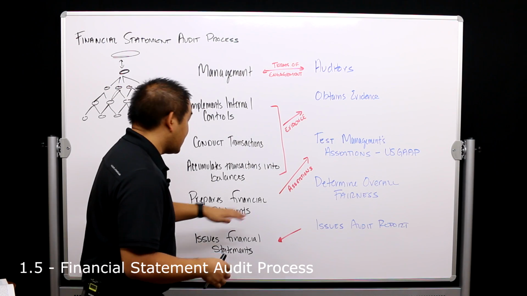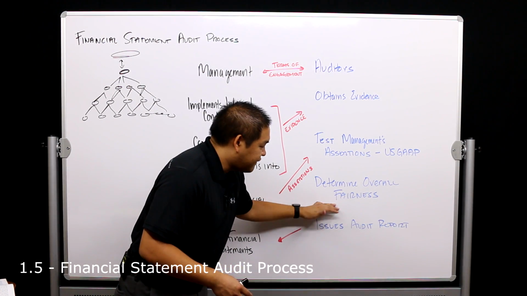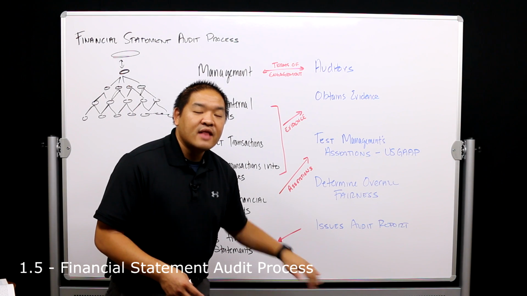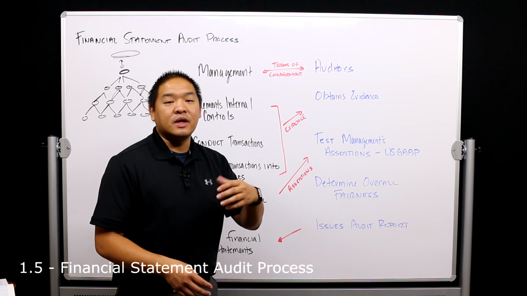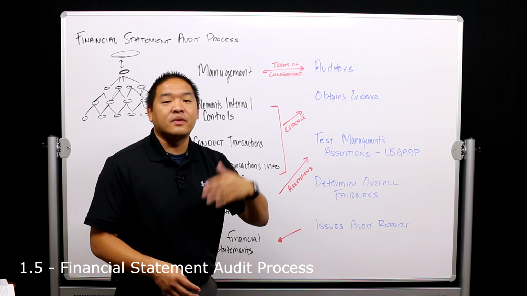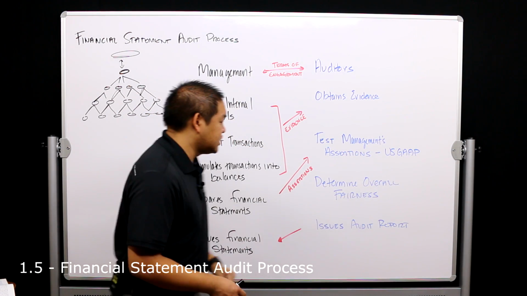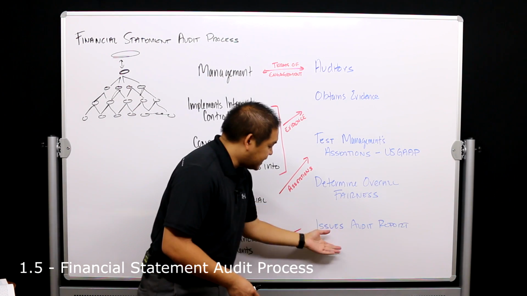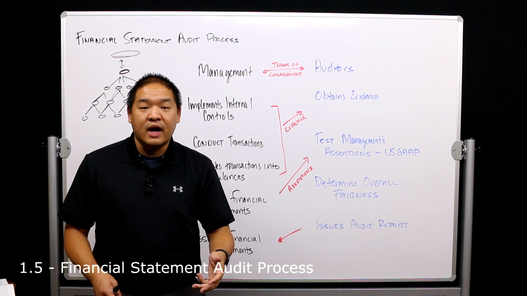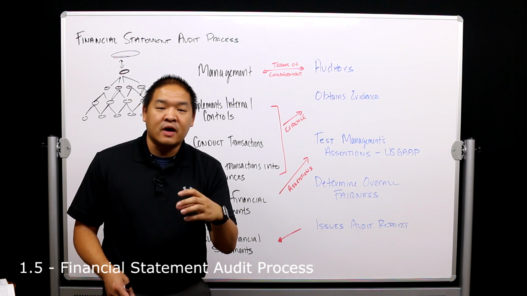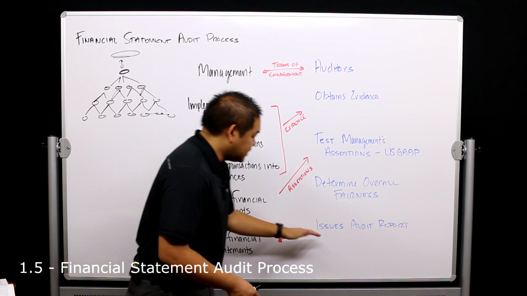And so when we look at determining overall fairness, we're looking for reasonable. Is it reasonable to say that their financial statements are properly prepared and properly show the economic position of the organization? And if it is, then we're going to issue a clean report. Okay, we call that an unqualified audit report, and we'll talk more about the types of audit reports in another lesson, but we'll issue a report.